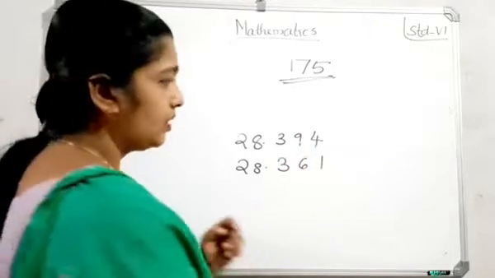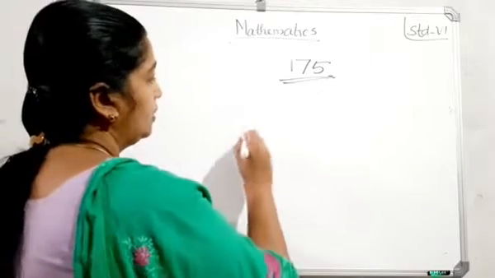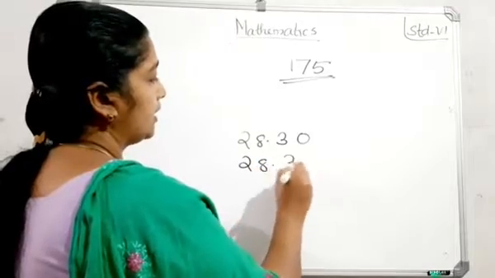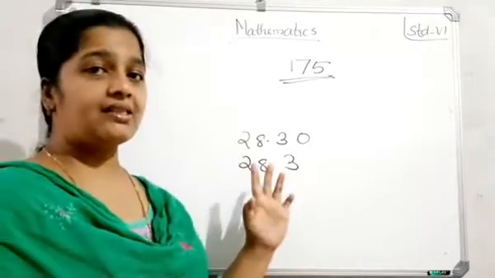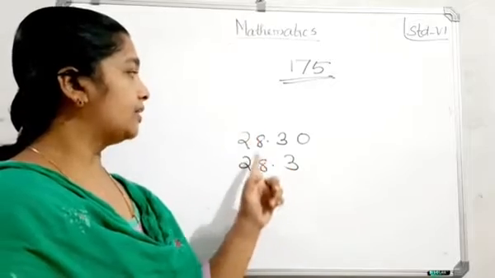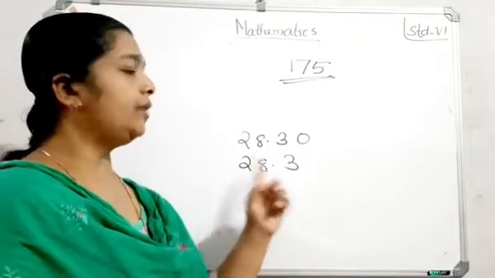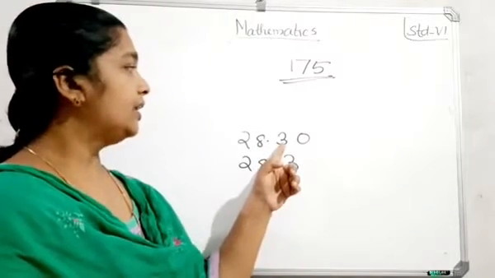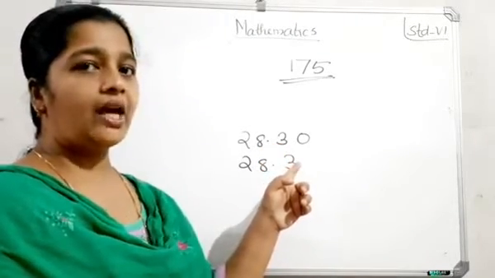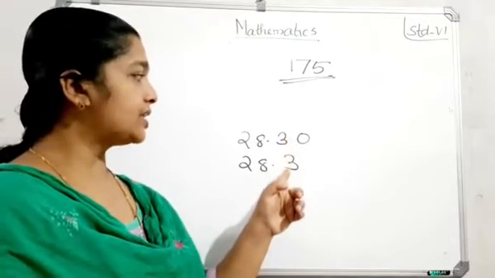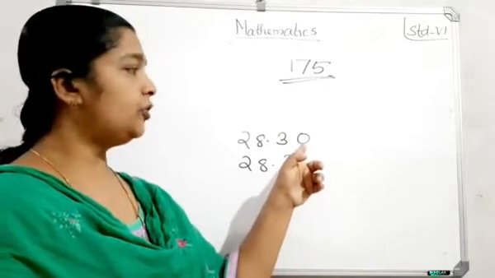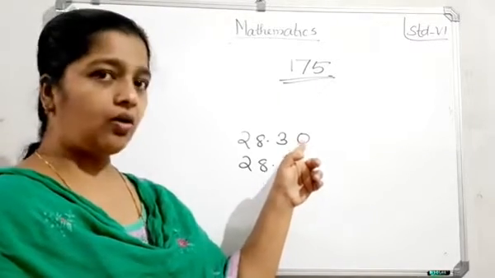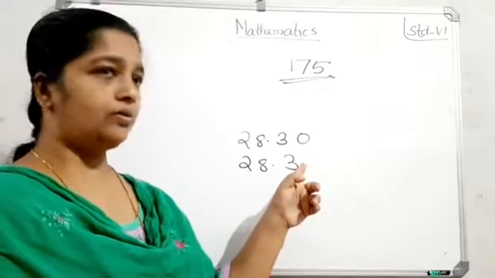Clear? Yes. So in some places there is 28.30 and 28.3. Here you must listen. Both are 28.30 and 28.3. Which is greater? Listen here, the 10th place. The place value of this one, the 10th place, is 3. And here the 10th place is 0. Clear? So here the value is 0, and here in the 10th place no number is there.